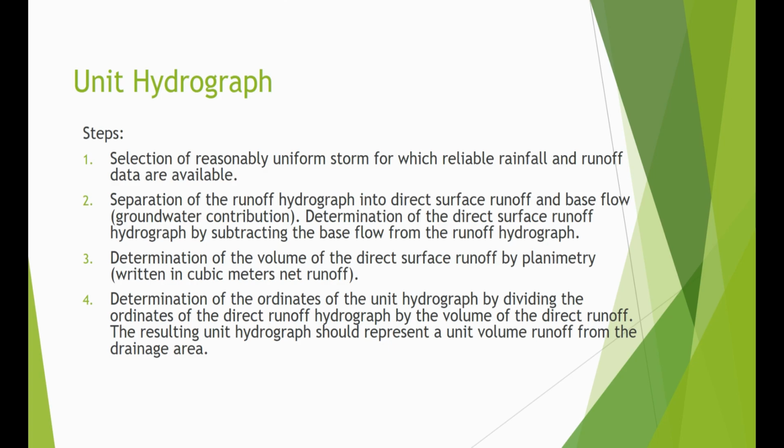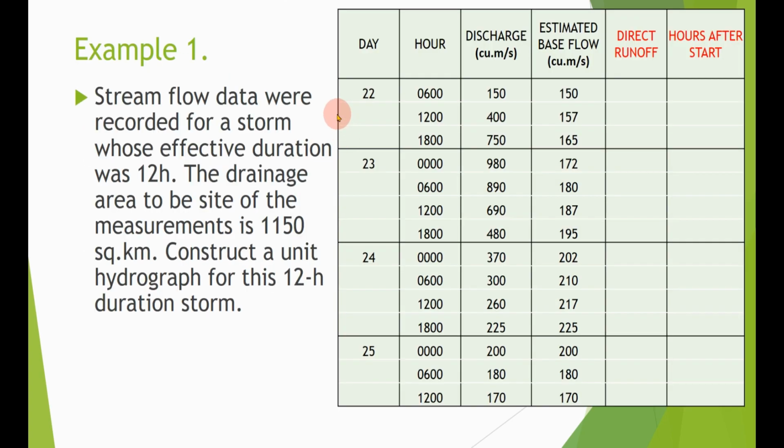To further understand these steps, let us proceed to our example number 1. Stream flow data were recorded for a storm whose effective duration was 12 hours. The drainage area at the site of the measurements is 1,150 square kilometers. Construct a unit hydrograph for this 12-hour duration storm.